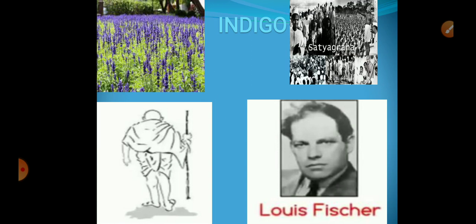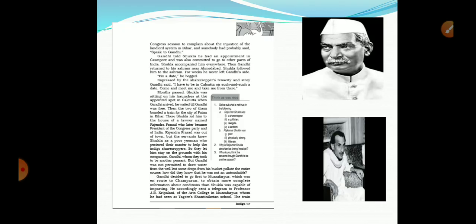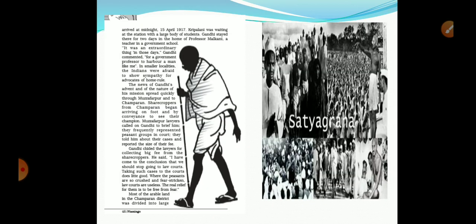I'm Ms. Anita Rawat. In my previous video, Indigo Part 2, I discussed with you the first 3 pages of the lesson. Now in Part 3, I'll be taking up the next 3 pages. Dear children, up to now you have read how Rajkumar Shukla succeeded in taking Gandhiji to Champaran to solve the problems of indigo sharecroppers. Now, what was their problem?